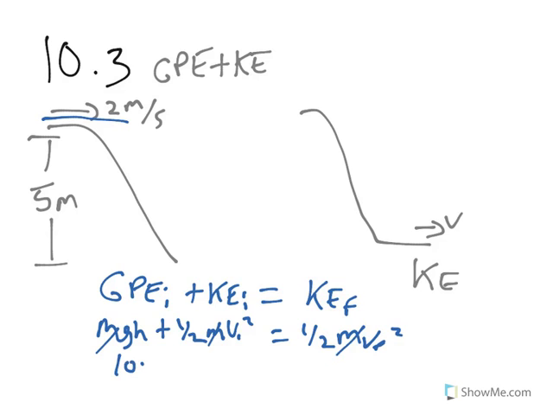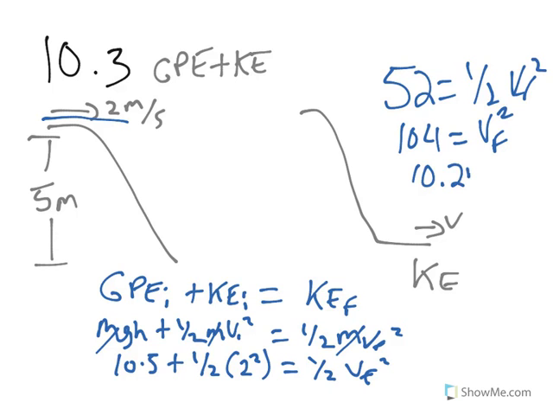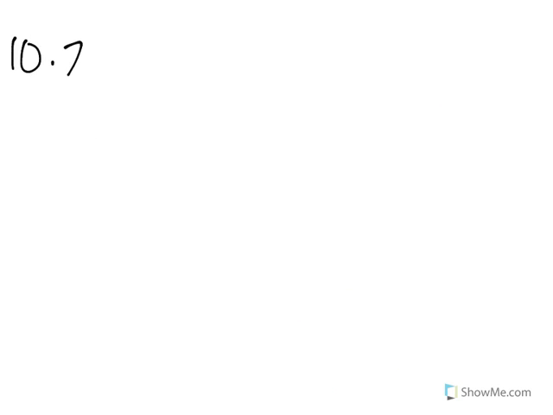So we end up with 10 times 5 plus 1/2 times 2 squared equals 1/2 times vf squared. So we end up with 50, let's see, 52, I'm going to move it up here, 52 equals 1/2 vf squared, so you get 104 equals vf squared. If you square root that, you should get 10.2 meters per second equals vf. Okay, there you go.